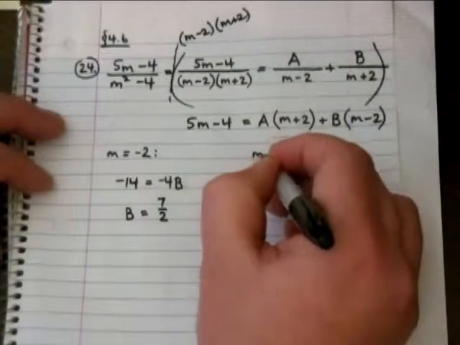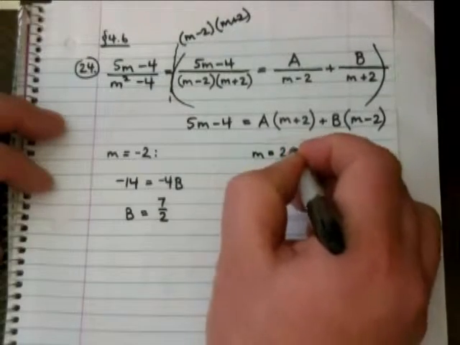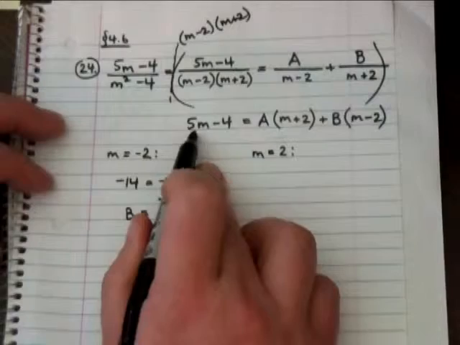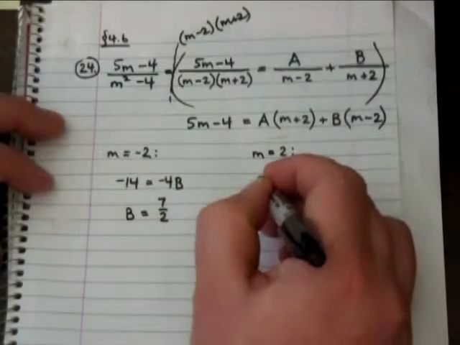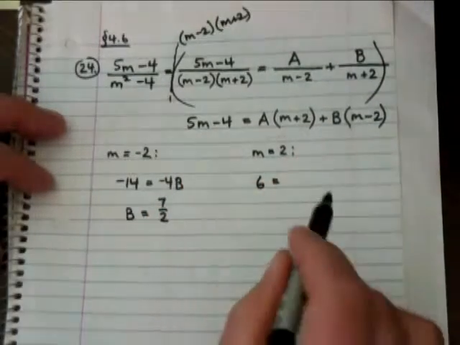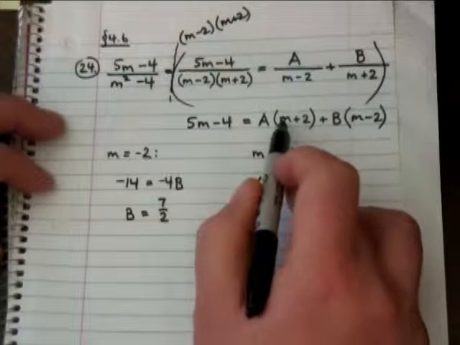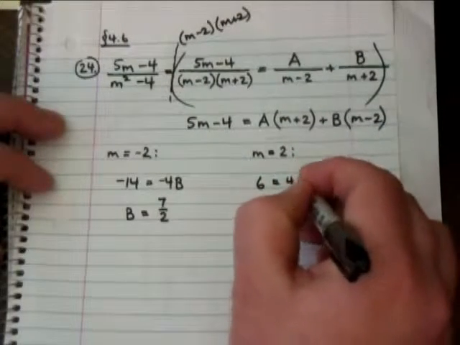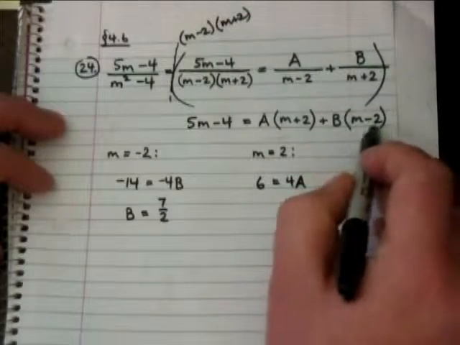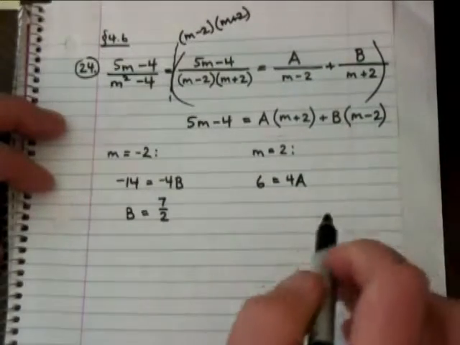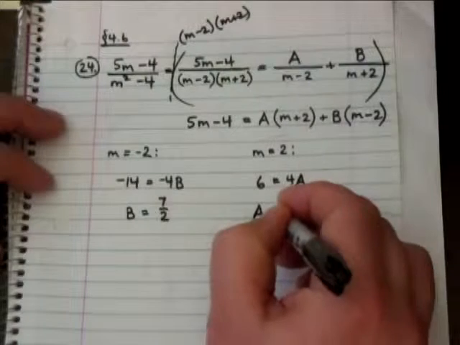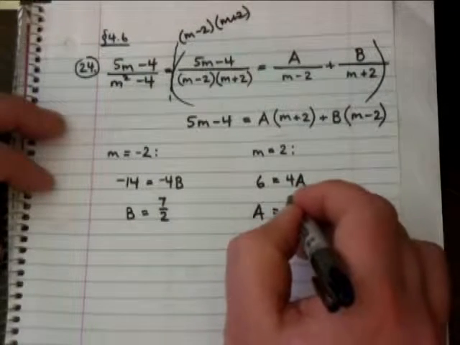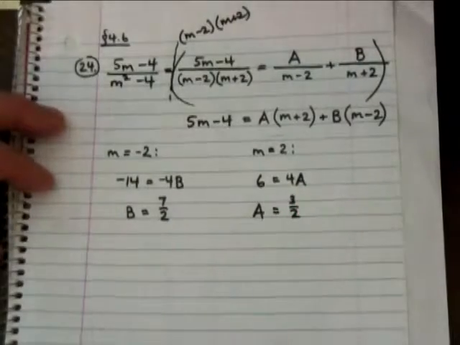Well, what if m were equal to positive 2? What would happen? Well, 2 times 5 is 10. 10 minus 4 is 6. And then on the right-hand side, we're plugging in 2. 2 plus 2 is 4, so I've got 4A. And then this factor zeroes out, so I have 0 B's. So now I find that A is equal to, when I divide by 4, 3 halves.